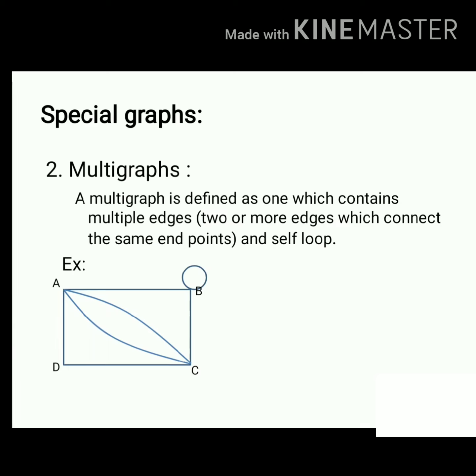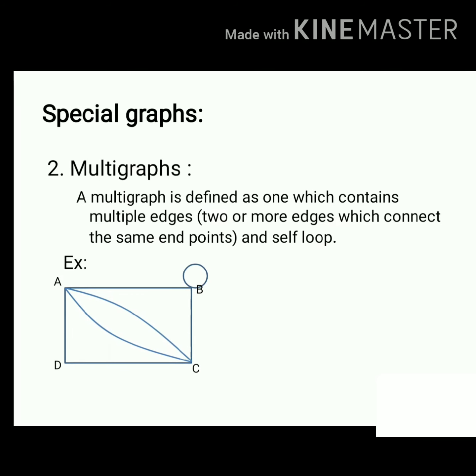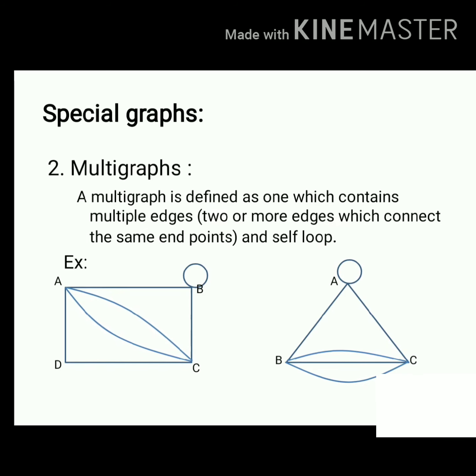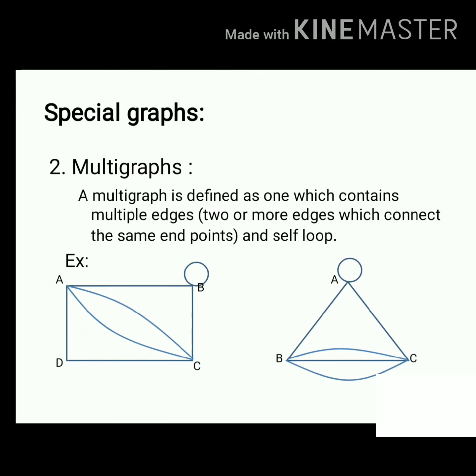And B has a self loop. One more example here: B and C are connected with 3 edges, and A also has a self loop. So this is an example of a multigraph.